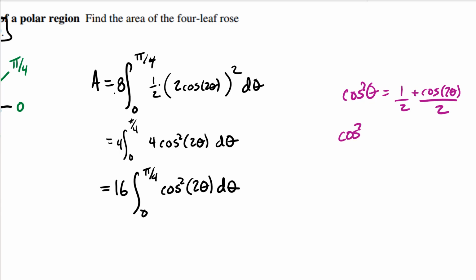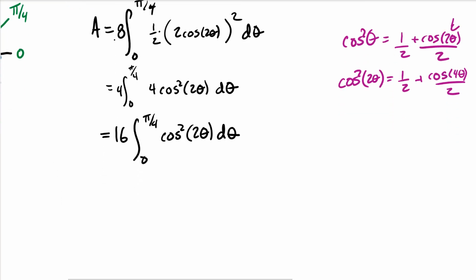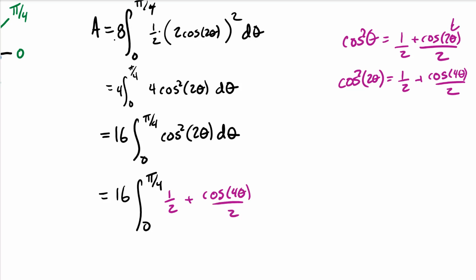Which means that if you have cosine squared of 2 theta, we just have to double up that number. Instead of calling it 2 theta, what's 2 times 2? 4 theta. Now we can replace that out. So we got to know that reduction formula, or as your textbook calls it, the half angle. So 0 to pi over 4, and now we can place it in and go, it's 1/2 plus cosine of 4 theta, all over 2 d theta.